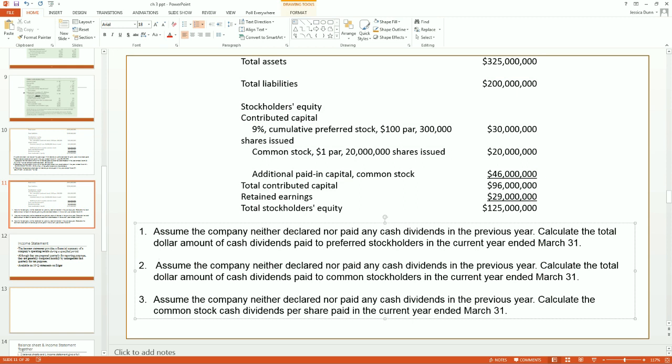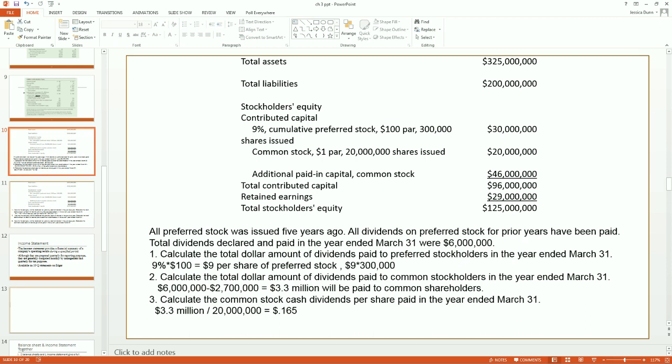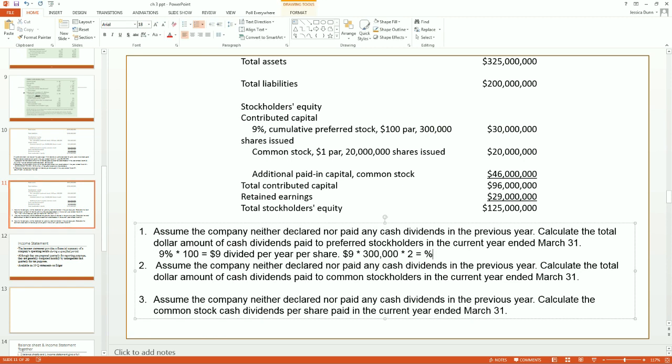Let's say they're still going to pay $6 million total. So how much would belong to the preferred shareholders? We have our 9% times 100. That gives us a $9 dividend per year per share. So we have a $9 dividend times 300,000 shares outstanding times 2 because they missed last year's payment. And so this year, instead of 2.7 million, it will be 5.4 million.